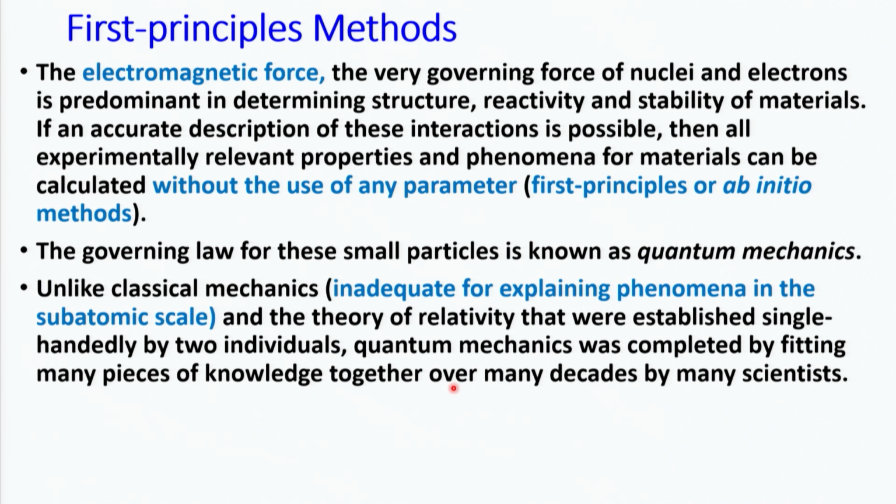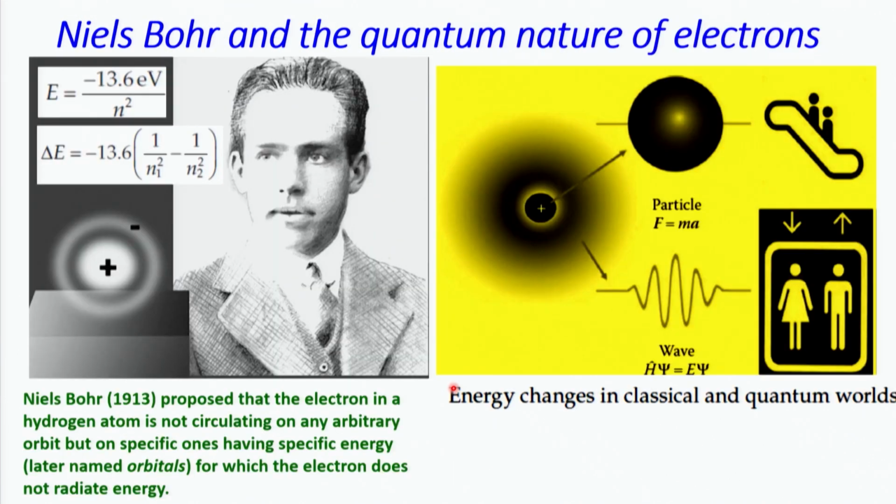We will mainly discuss the main concepts behind the development of quantum mechanics, and from there, computational materials. So, first, the quantum nature of electrons. Niels Bohr proposed that the electron in a hydrogen atom is not circulating on any arbitrary orbit, but on specific ones having specific energy or angular momentum. These specific energy states are called orbitals, and in them the electron does not radiate energy, which gives stability to the atoms.